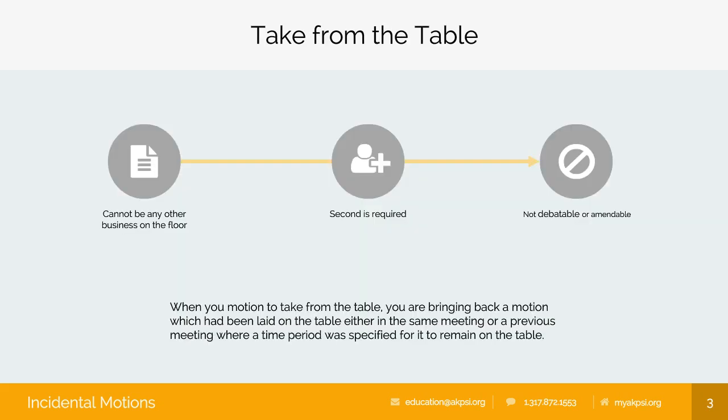When you motion to take from the table, you are bringing back a motion which has been laid on the table, either in the same meeting or a previous meeting where a time period was specified for it to remain on the table. There cannot be any other business on the floor when you move to take a motion from the table, and it requires a second. The motion is not debatable or amendable, and subsidiary motions do not apply. After the vote, if it is defeated, other business must transpire before it can be brought up again.